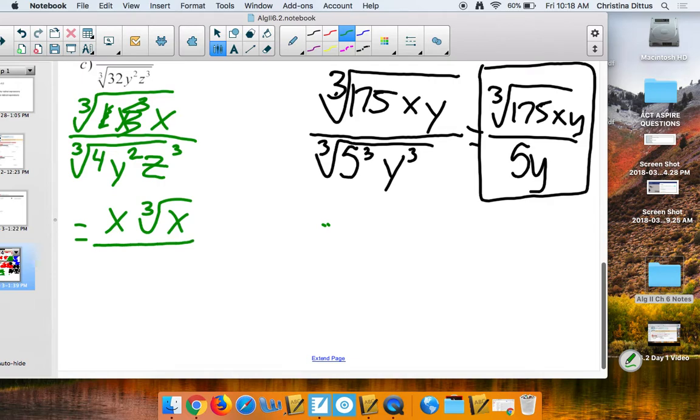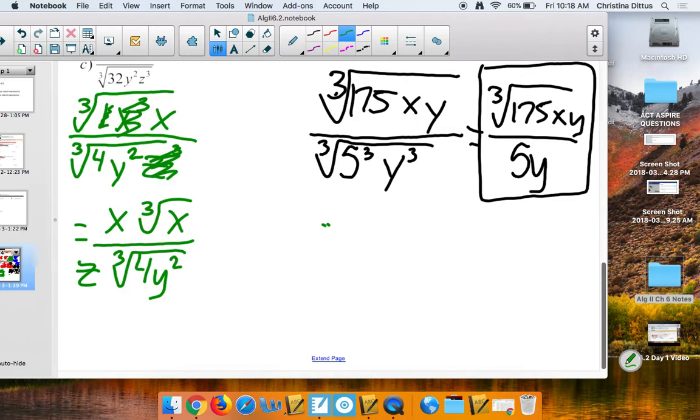On my bottom, can I do anything with 4? Nope, so that's going to have to stay in. What about y squared? No. Stays. What about z cubed? Yes, I can pull it out because I got a cubed. So I got z, and then everything else stays in. My cubed root.